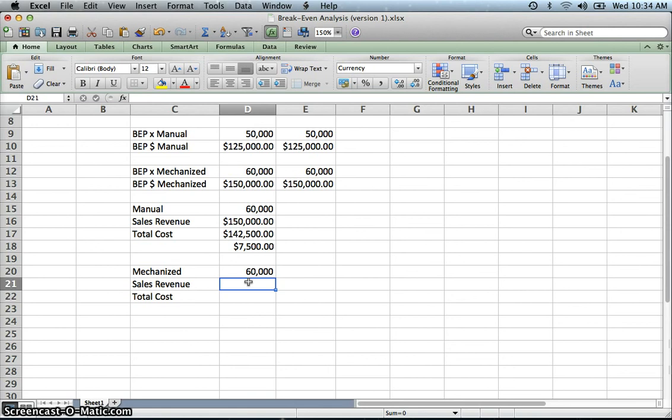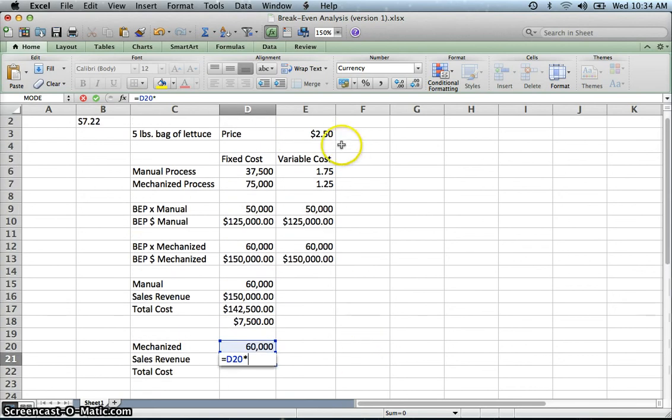The sales revenue is going to be exactly the same. So 60,000, we don't change our price because of our process, so we know it's going to be the same. So it should be 150,000. Now in reality, I can tell you right now that I know the total cost is going to be 150,000. And I know that we're not going to lose anybody, but we're not going to make any money. Basically, our profit and loss is going to be zero.